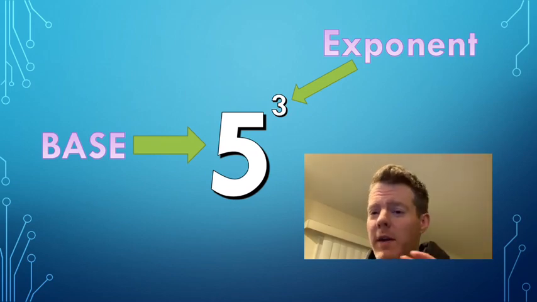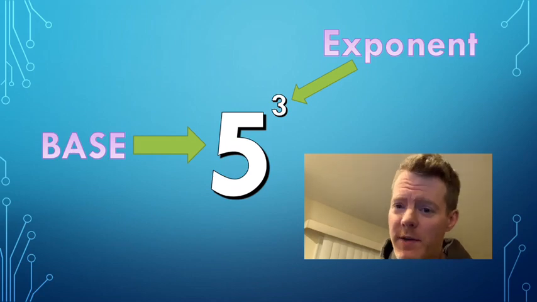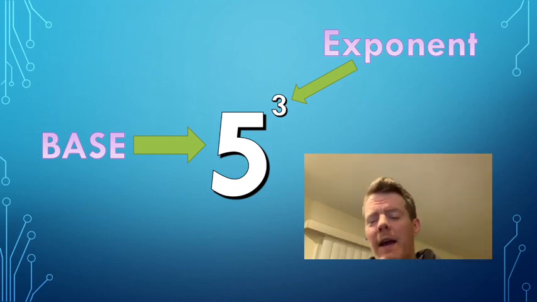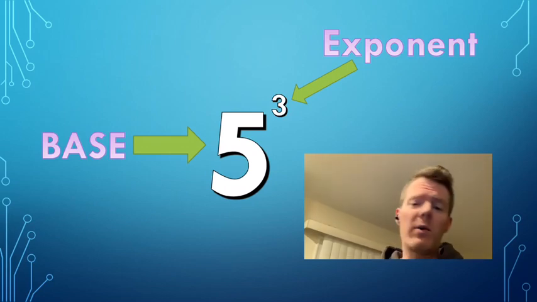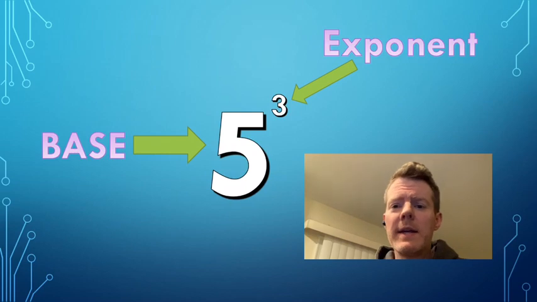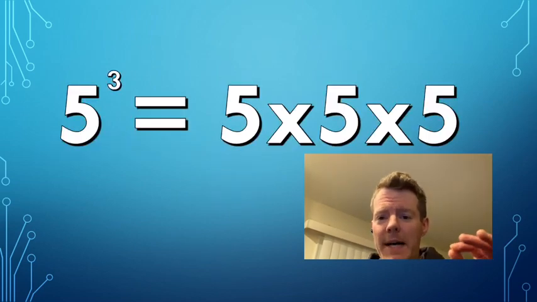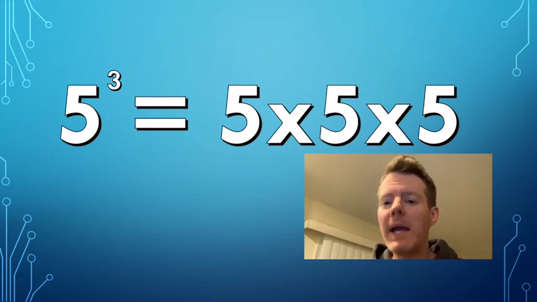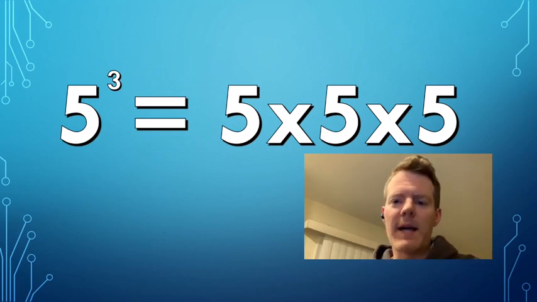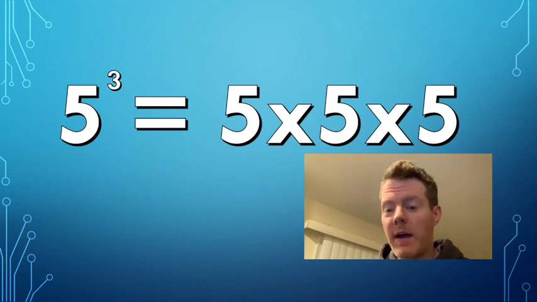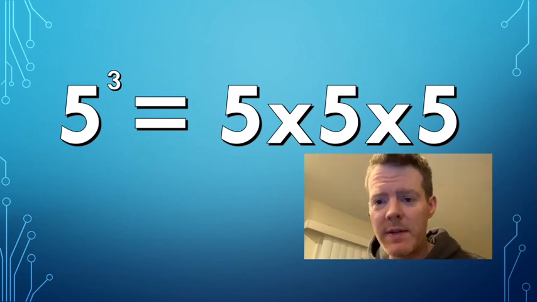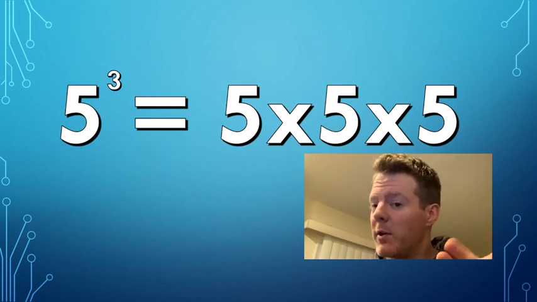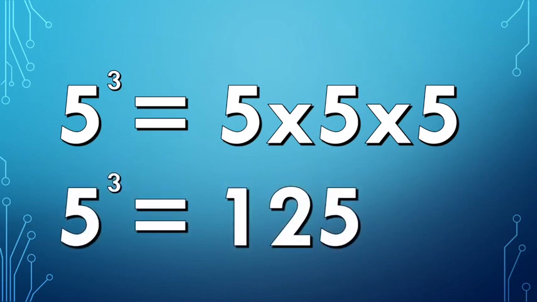Now you might already know that if a 2 is there, that's 5 squared. So 2 and 3 have a shorter way of saying it, but it's also to the power of 2 or to the power of 3, the second power, the third power. These are exponents, and this is what they mean. 5 to the third power means 5 times 5 times 5. It's the base multiplied times itself 3 times. Now 5 times 5 is 25, and 25 times 5 is 125. So 5 to the third power, 5 cubed, is 125.